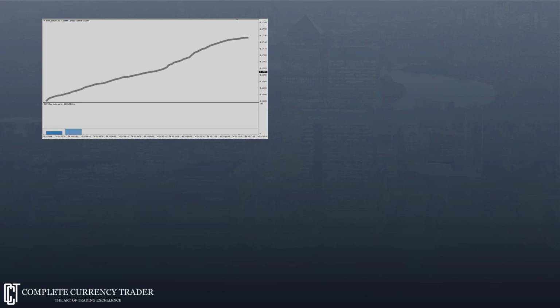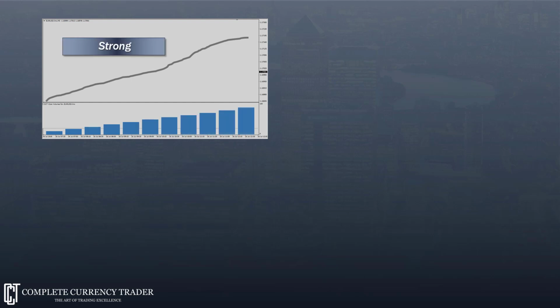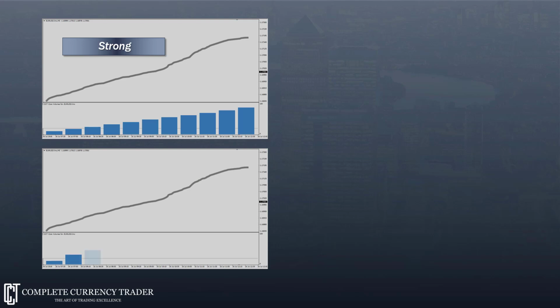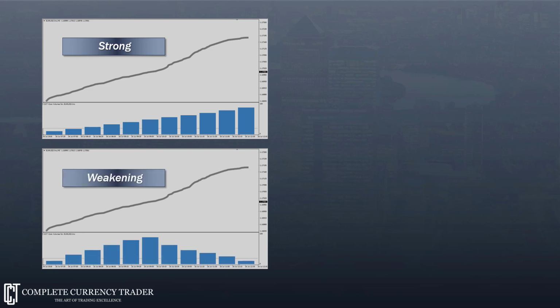If the price is rising and the blue bars are also rising, this is a really strong move. It means that buying imbalance is increasing, more non-commercial traders are involved, open interest is increasing. If the price is rising but the blue bars are falling, this move is getting weaker. It means the buying imbalance is decreasing, there are fewer non-commercial traders involved, or perhaps there's an increase in commercials and non-reportable participants, and open interest is now decreasing.